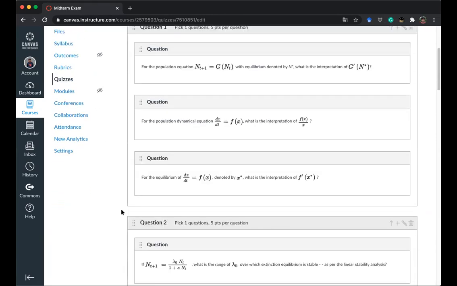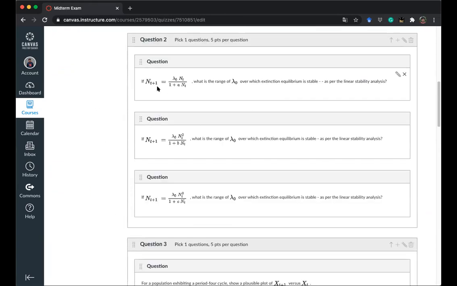Okay, I'll move on to the next question now. The next question had 3 versions of a very similar equation. The first equation is n t plus 1 equals lambda 0 n t divided by 1 plus a n t. This is also called, by the way, the Beverton-Holt model, which is another important model in the context of population biology in discrete time dynamics.